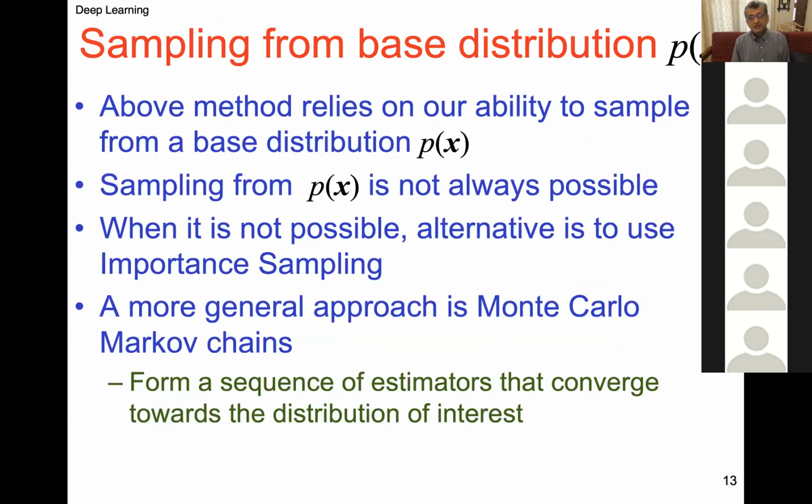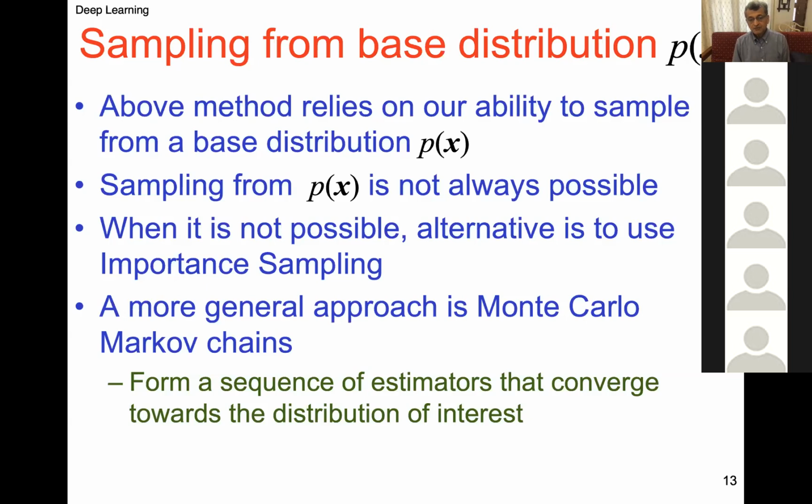The above method relies on our ability to sample from a base distribution p(x). It says you have to be able to sample from the distribution you have modeled. And sampling from that distribution is not always possible, because we're talking about a very complicated distribution. Let's say you take the pixels of faces; we're talking about a very complex distribution, and we are asking for some sample faces.